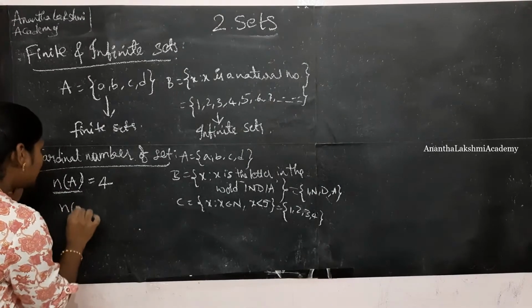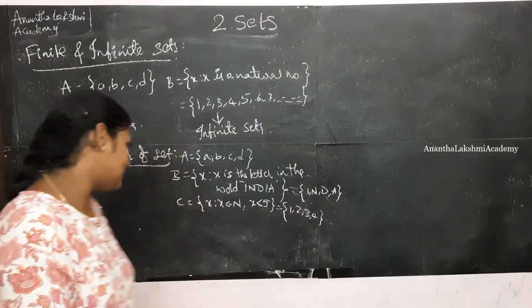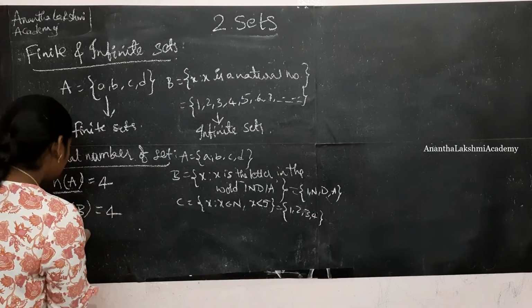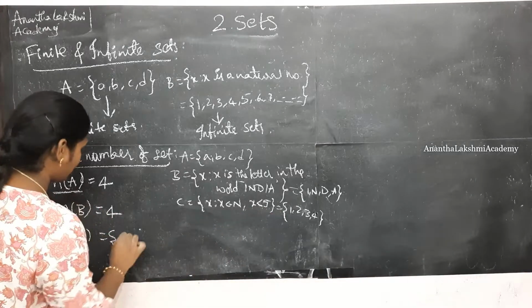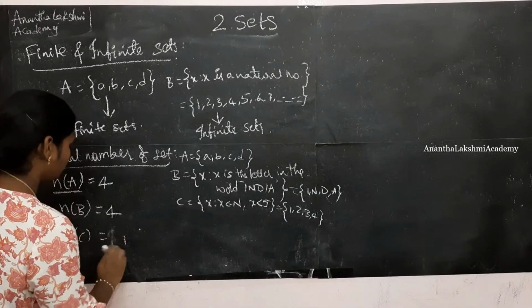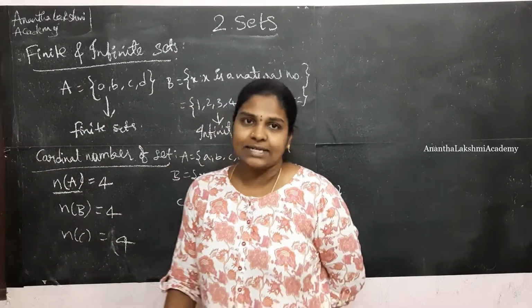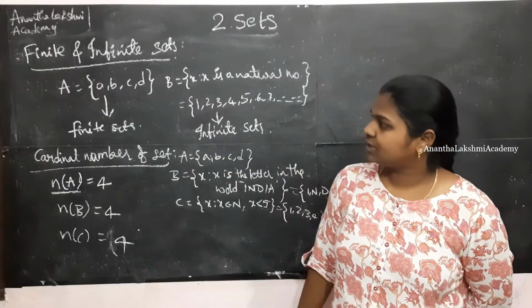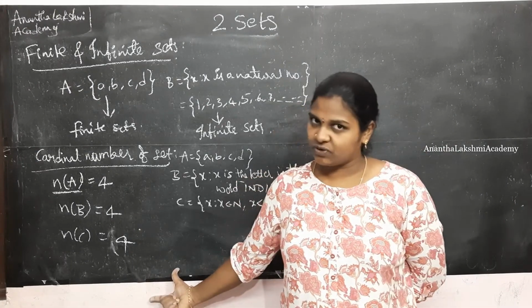So what is the cardinal number of B now? How many elements? 1, 2, 3, 4. Yes. What is the cardinal number of C now? 1, 2, 3, 4. Again, it is also 4. So that's about the concept of cardinal number of a set. I hope you understood the concept of finite set, infinite set and the cardinal number of a set.